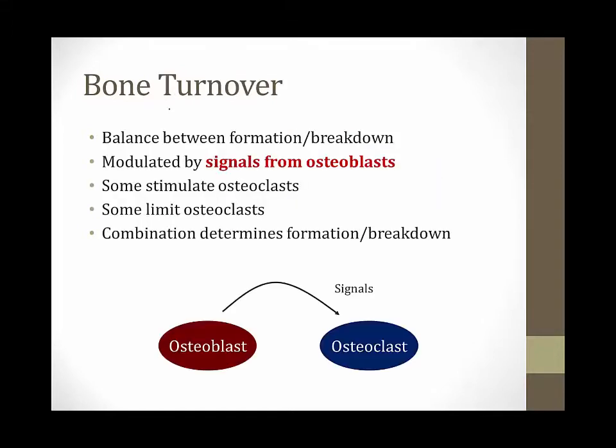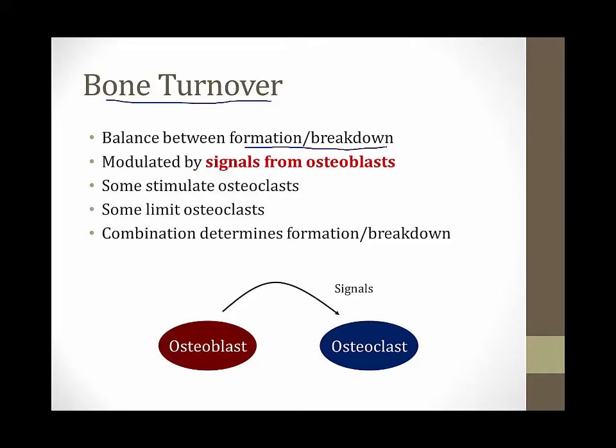Now we're going to talk about something that is incredibly high yield, and that is bone turnover. As I mentioned before, bone tissue is not static. It's constantly changing. Osteoclasts break down old bone, and osteoblasts lay down new bone. And there is a balance between formation and breakdown. If this balance is normal, you will have normal bone structure and strength. But if there's too much breakdown, the bones will become thin. And if there's too much bone formation, the bones can become abnormally thick.